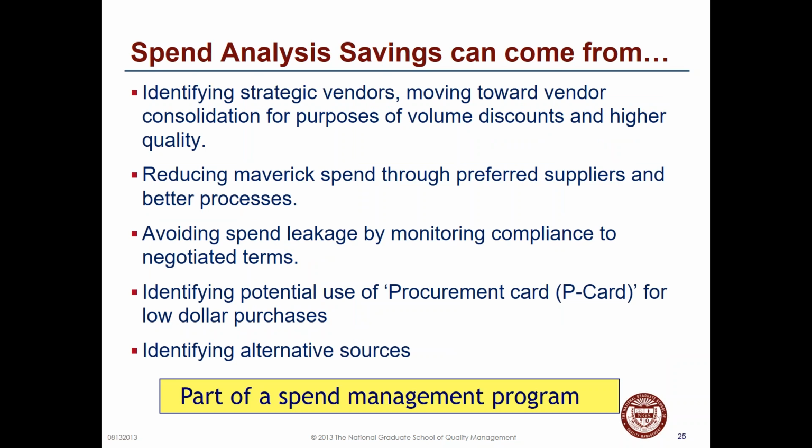So spend analysis aims can come from all kinds of different areas, right? But certainly collaborating and building that supplier relationship helps, right? Identify those strategic suppliers, and then move towards supplier consolidation for purposes of volume discounts and higher quality.